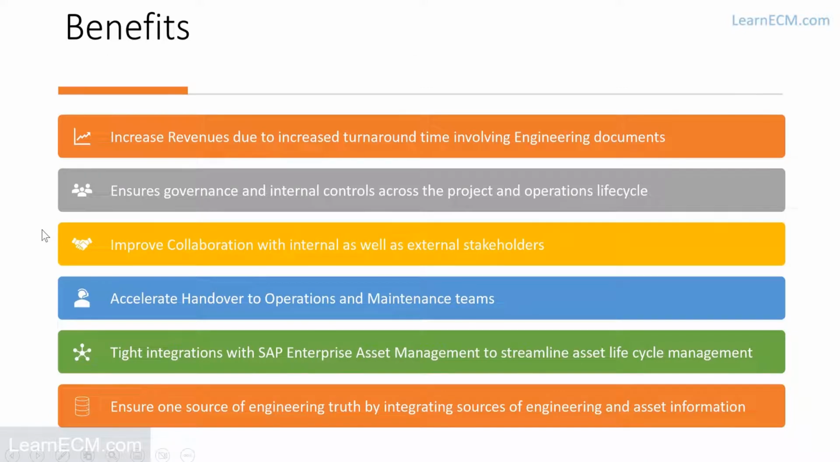Now let's look at some of the benefits. If we implement this particular solution, what is the ROI, or what are the benefits that an organization will get? The first and foremost is increased revenue due to improved turnaround time. When you have predefined industry standards for an engineering solution, it helps you reduce the turnaround time when managing your engineering documents. Changes can be done faster, there will be better collaboration, and that in turn will increase the revenue for the overall organization.